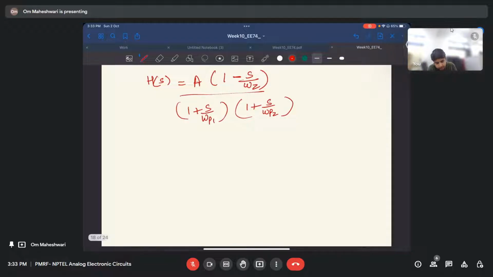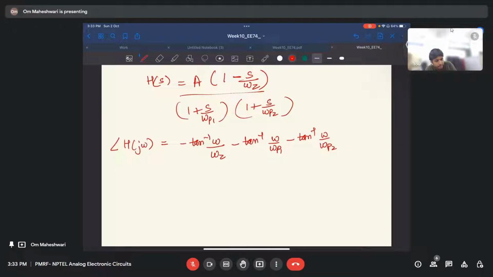And if we see the angle of H(j omega), the angle will be minus tan inverse omega by omega z, minus tan inverse omega by omega p1, minus tan inverse omega by omega p2.